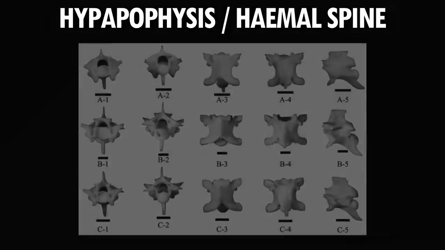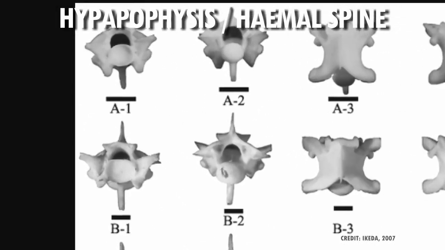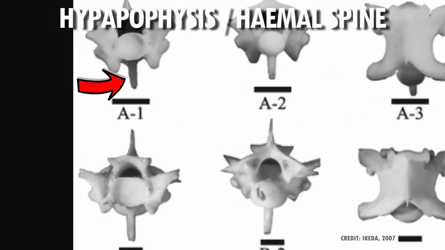And another type of apophysis that we don't have an example for is what we call the hypapophysis. And that is a mid-ventral projection from the centrum.